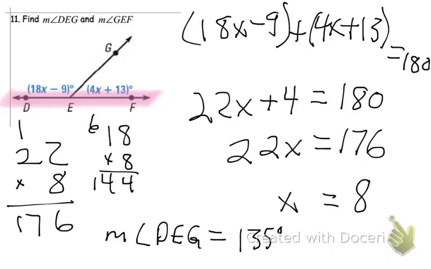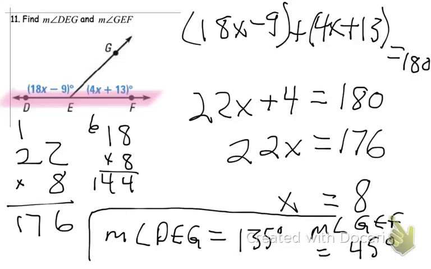And then I plug the 8 in. 4 times 8 is 32, and then plus the extra 13, I get that the measure of angle GEF is equal to 32 plus 13, that's 45 degrees. And then I just take a quick check. Do 135 and 45 degrees add up to 180? They sure do. That means I did this right.